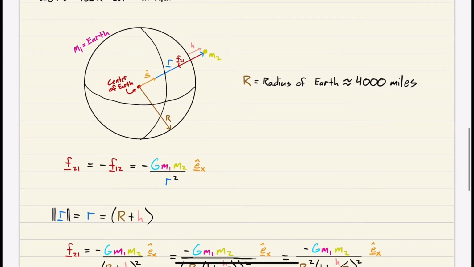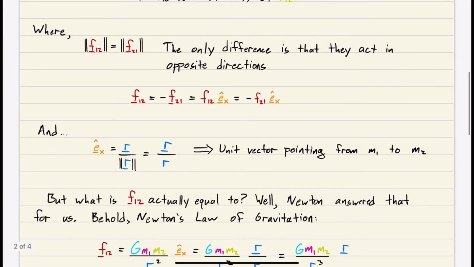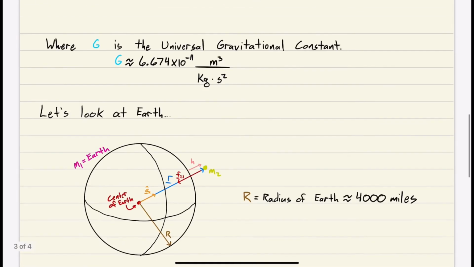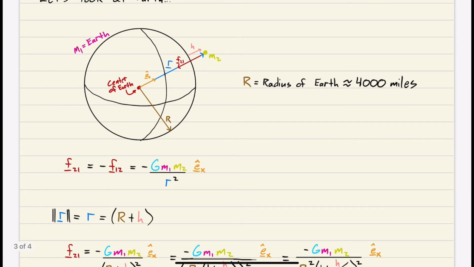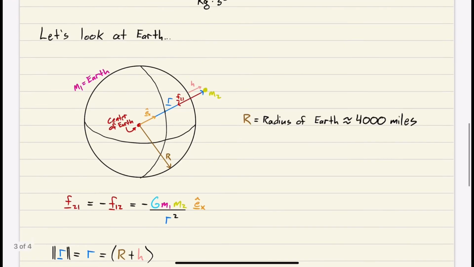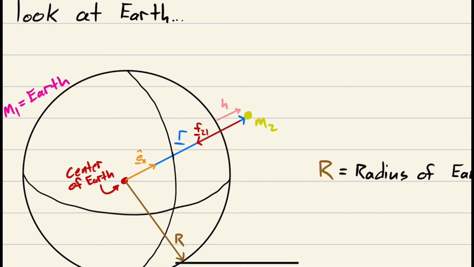Okay, so F21 is equal to negative F12, right? We already talked about that right here. I'm just plugging in. Negative F12, which is equal to negative, and this is our Newton's Law of Gravitation, G M1 M2 over r squared in the e_r direction. So the denominator here, r, is equal to the magnitude of vector r. And how do we get from the center of mass of the Earth to the center of mass of our body M2?